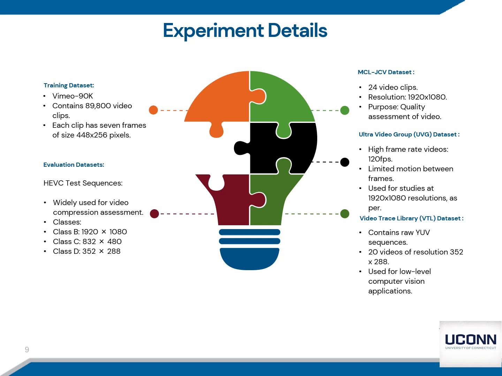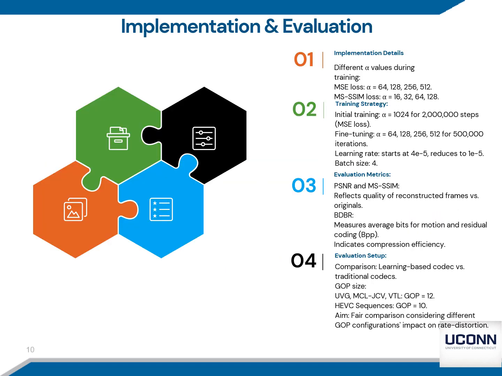Then we used the MCL-JCV dataset, which is also high resolution, and the UVG dataset, which is also high resolution images. Then the BTL dataset, these are low resolution images. So we just try to combine both high resolution and low resolution to show the effectiveness of our proposed model.